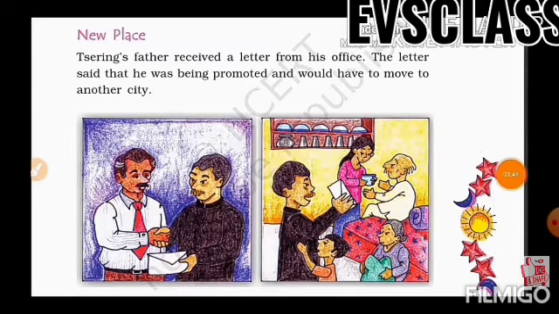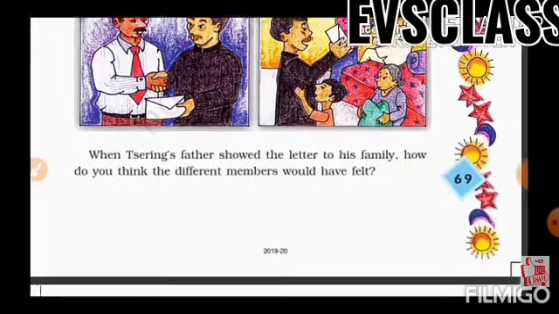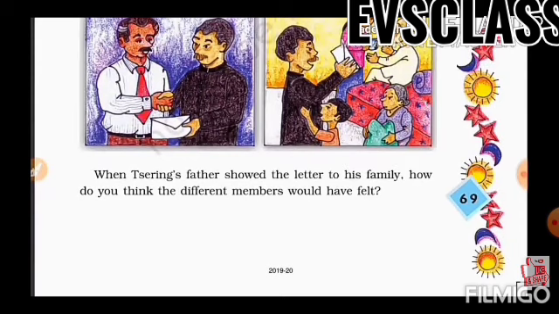Okay, students, now a new place. Sharing's father received a letter from his office. The letter said that he was being promoted and would have to move to another city. Yes, students, see in the picture. So Sharing's father received one letter from the office, and whatever letter he received from the office, Sharing's father showed to his family. Okay, how do you think the different members would have felt?